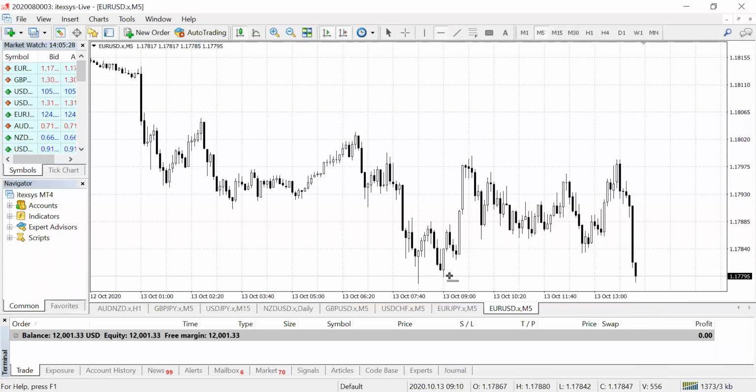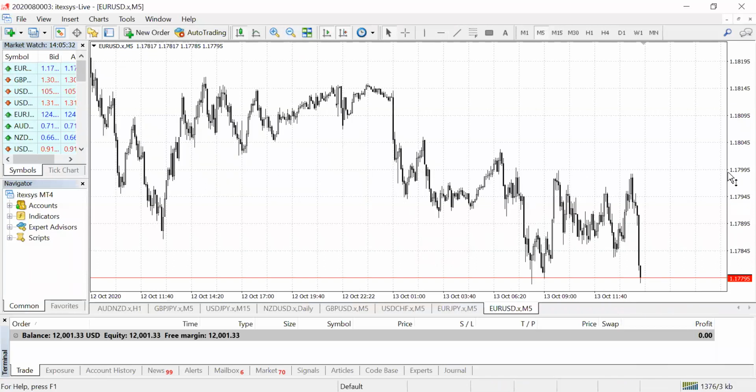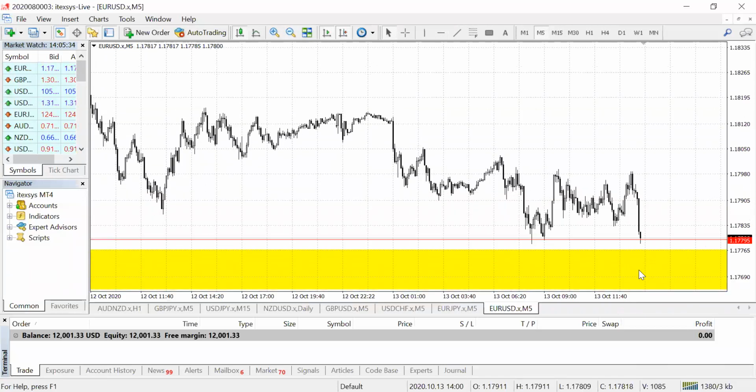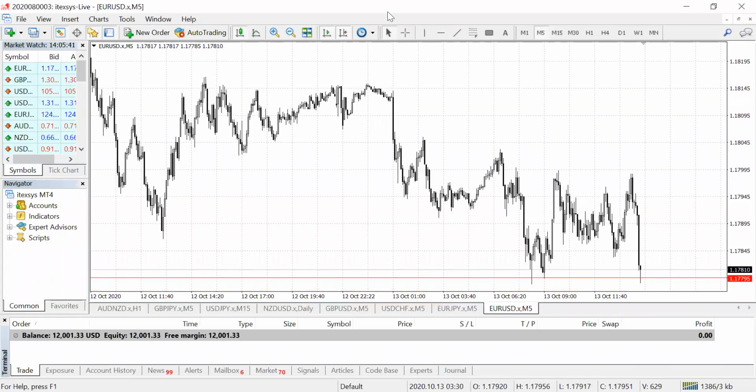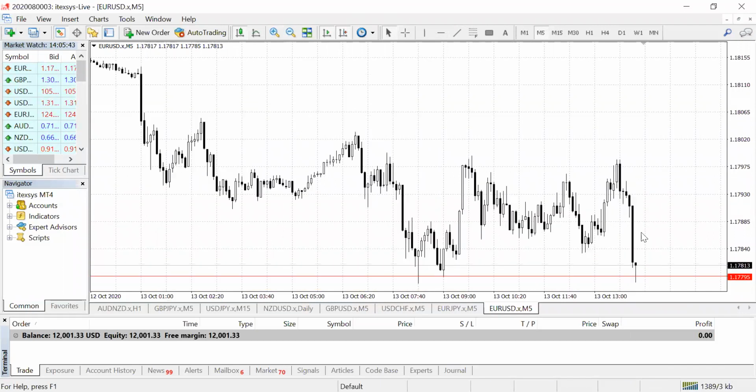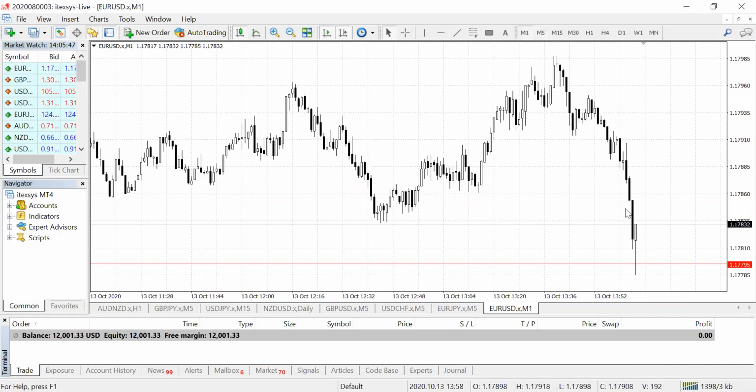Okay, it's just testing it right now. If it does break, I will wait for a confirmation of the breakout, and then for a pullback out of that confirmation, out of that breakout, and maybe I'll try to join the break. So that's the pullback. And then if we go to the 1 minute chart, we could start trying to sell this market as we form that.